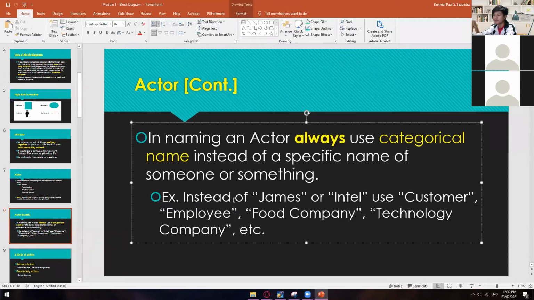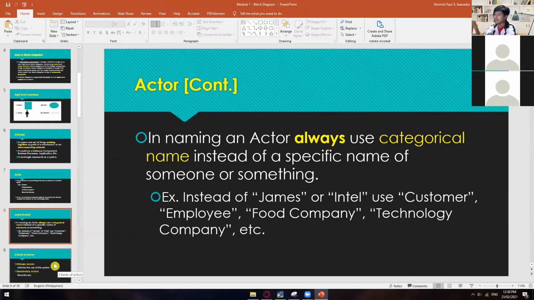So are we clear with this one so far when it comes to naming an actor? Yes, sir. Yes, sir. Right. Okay then. All right, so moving on.